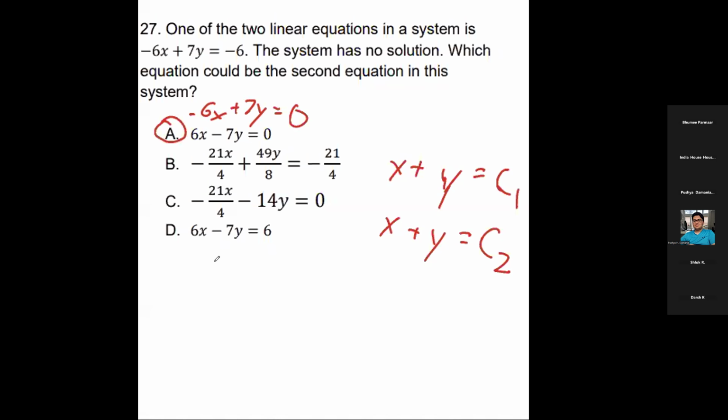But let's just go through the others. For answer choice D, we have negative 6x plus 7y equals -6. This just means we multiply both sides by -1, and that is the same equation. This would be all real solutions. And then I could do the same thing for B and C, but we're kind of out of time now. But the correct answer is A.